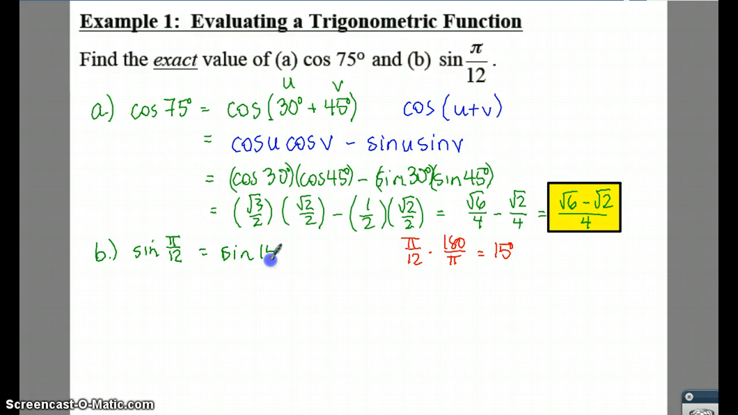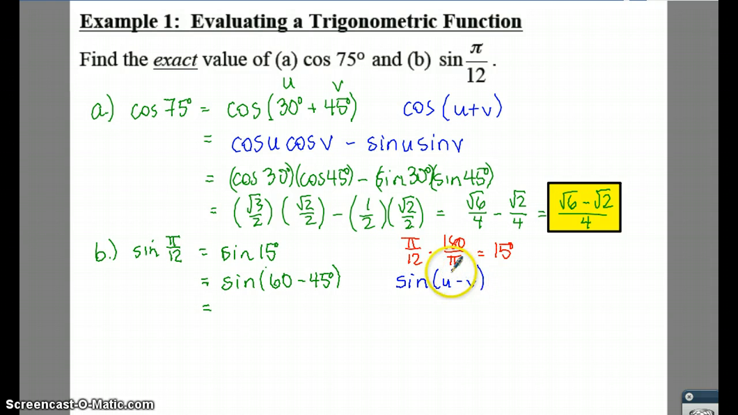Well, 15 degrees is not on your circle. However, you could rewrite it by using subtraction. Now, when you subtract to get 15 degrees, you could either use 45 minus 30, or you could use 60 minus 45. Let's do 60 minus 45. So if you want to leave it in terms of pi, you would just say the sine of pi over 3 minus pi over 4. So let's figure out our formula for your sine of u minus v.